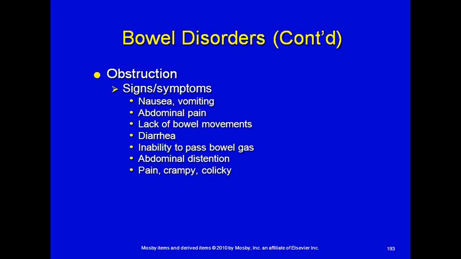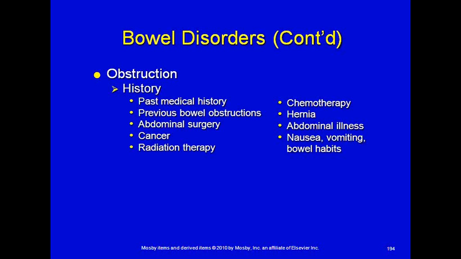Signs and symptoms of obstruction include nausea and vomiting, because everything's backing up in the system. They may have abdominal pain. They may tell you they haven't had a bowel movement in days. Or they may have diarrhea, because the only thing that is getting through that obstruction is really watery liquid stuff. They may not be able to pass gas, and their abdomen may be distended. They may have pain that they describe as crampy or colicky.